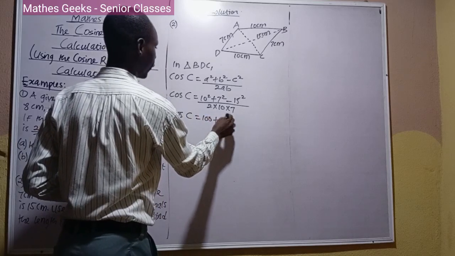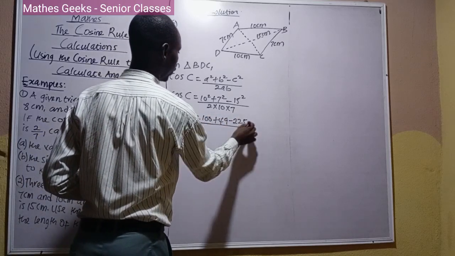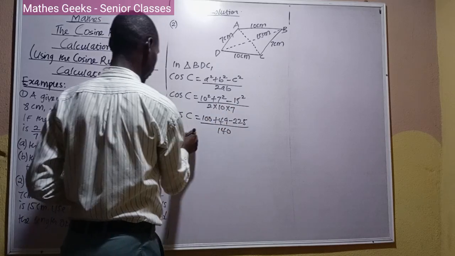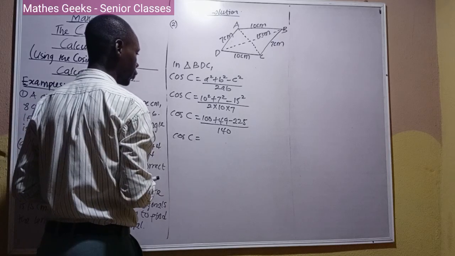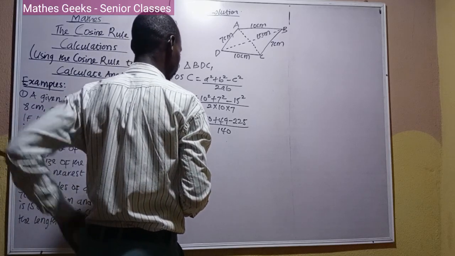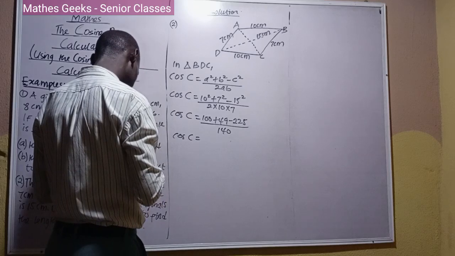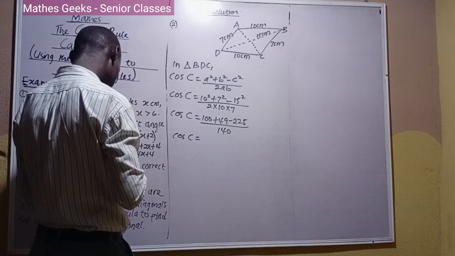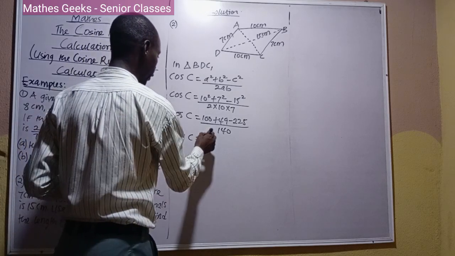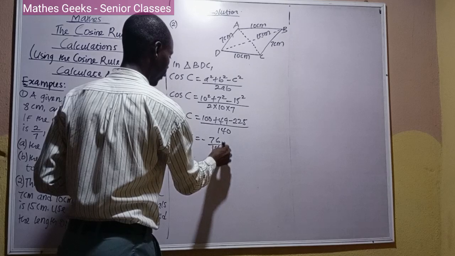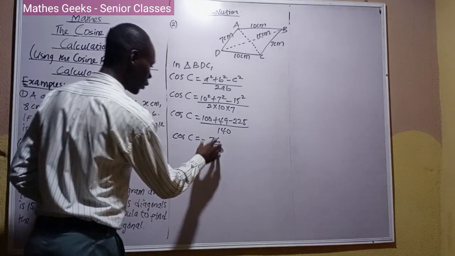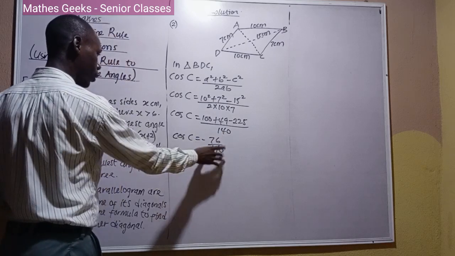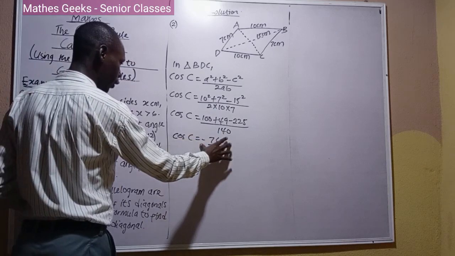cos C is equal to 100 plus 49 minus 225 over 2 times 10 times 7, so that is 140. So cos C is equal to 149 minus 225, which is minus 76 over 140. We stop here with our angle. We don't need to divide 76 by 140 and then get the angle C. This is the angle C. We'll do it in this way.